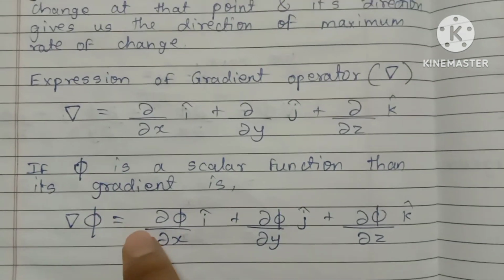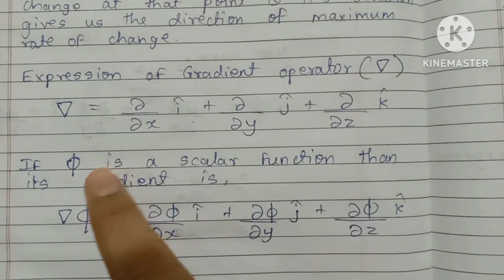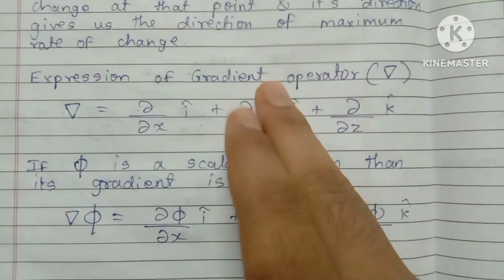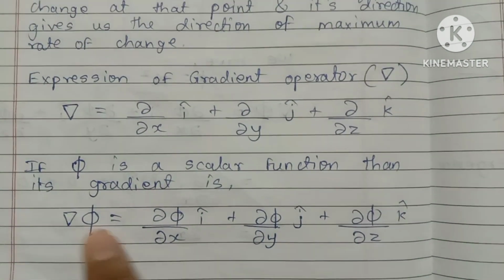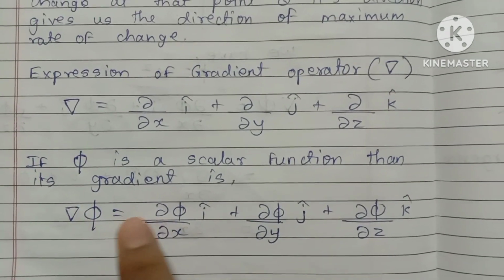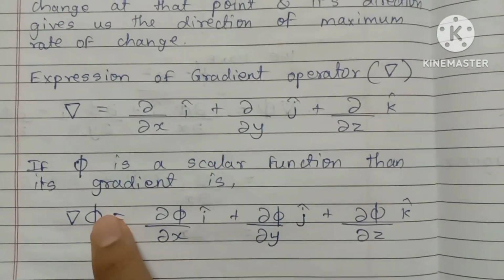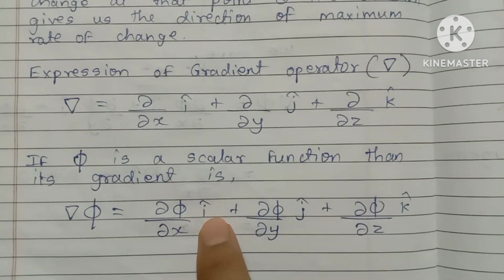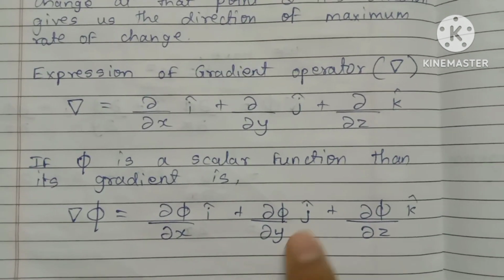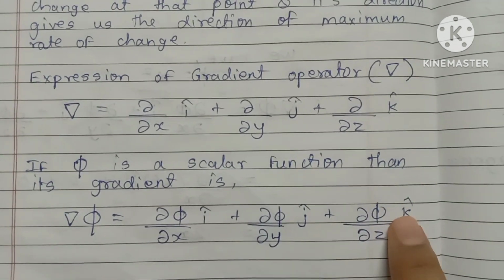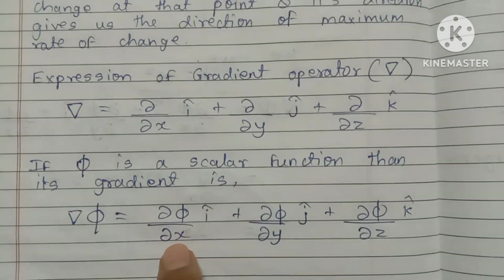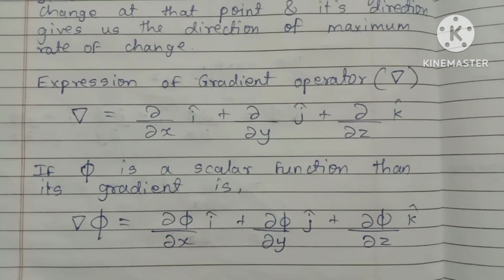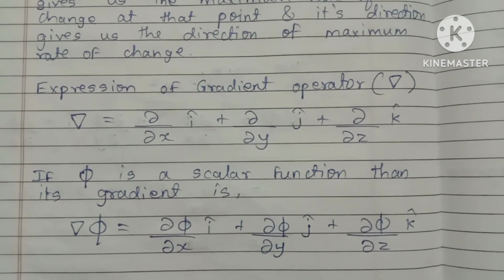When it operates on a function, say we have a scalar function phi, to operate it on phi we multiply the gradient operator with phi. So we get the gradient of this function as this expression, which is del phi by del x i cap plus del phi by del y j cap plus del phi by del z k cap. This is the partial derivative of this function with respect to x. So first of all you must know partial derivative.